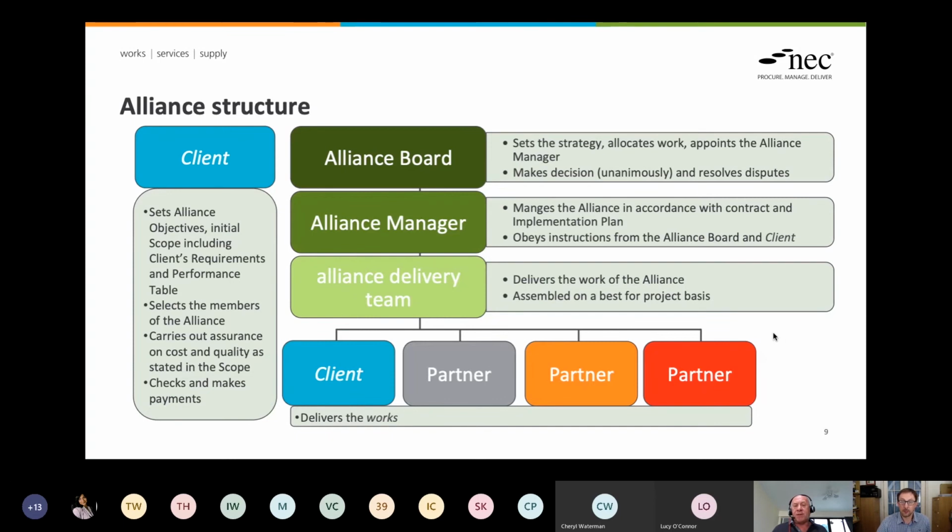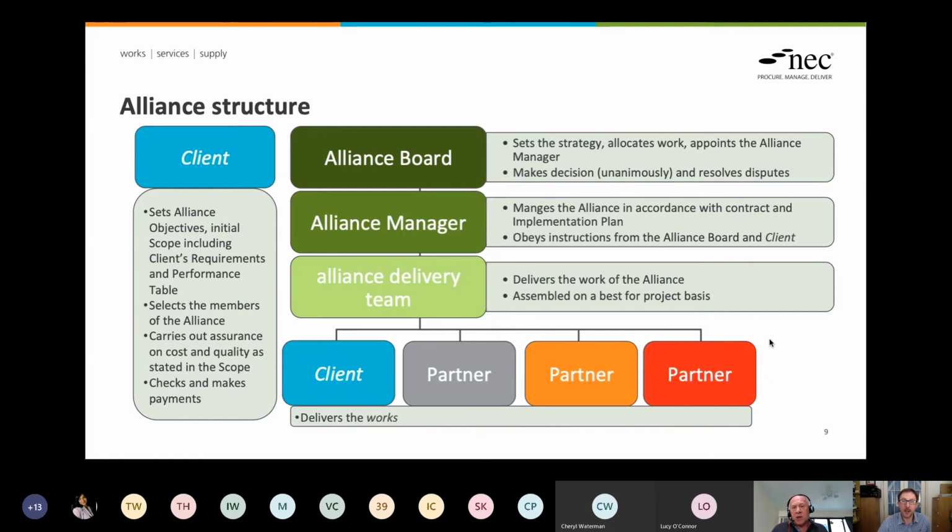The interesting thing for me, for the alliance board, is that it's up to them to set the strategy, to decide how to allocate the work and to appoint the alliance manager, but their decisions must be unanimous, so not a 3-2 or anything like that, it's a 5-0. Everything is unanimous. And therefore I think sometimes you may need to change the question to get that unanimous outcome. If you put certain questions in front, you might get a 3-2. Change the question slightly, or change the notion slightly, and you might get your 5-0, however many members are in the alliance board.